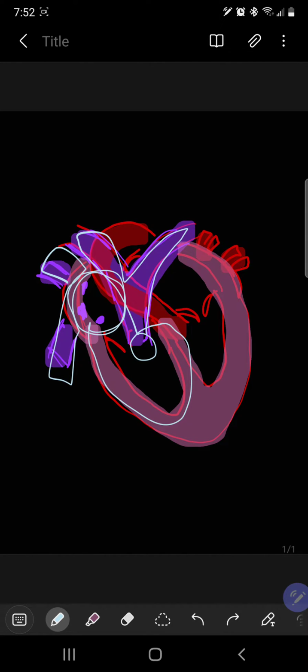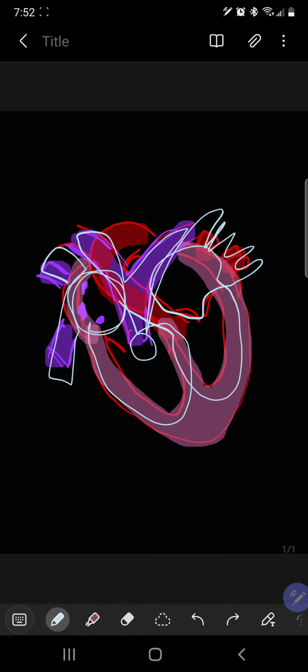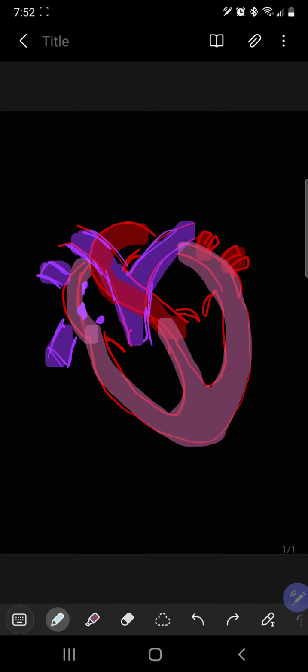then to the lungs. After being oxygenated from the pulmonary arteries, the blood will come back through the pulmonary veins drawn here into the left atrium, and then go into the left ventricle where it's ejected from the aorta to the body. So this is basically the heart that I have drawn.